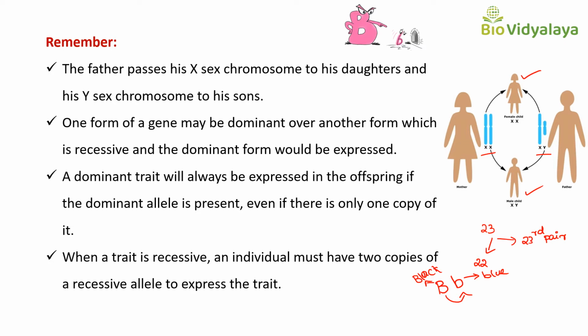So a dominant trait will always be expressed in the offspring if the dominant allele is present, even if there is only one copy of it. So both in homozygous condition and in heterozygous condition, the dominant allele will express. When a trait is recessive, an individual must have two copies of the recessive allele to express the trait. This recessive trait is expressed only in the homozygous recessive condition. Okay, I think this is clear for you.